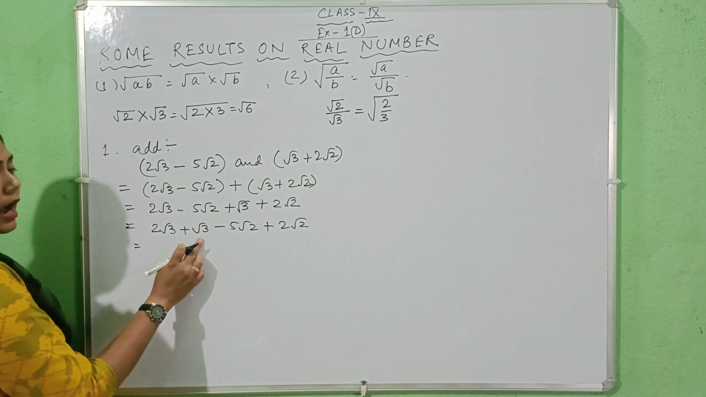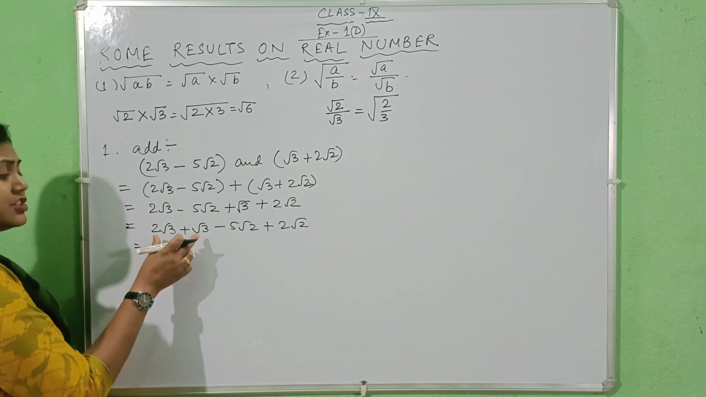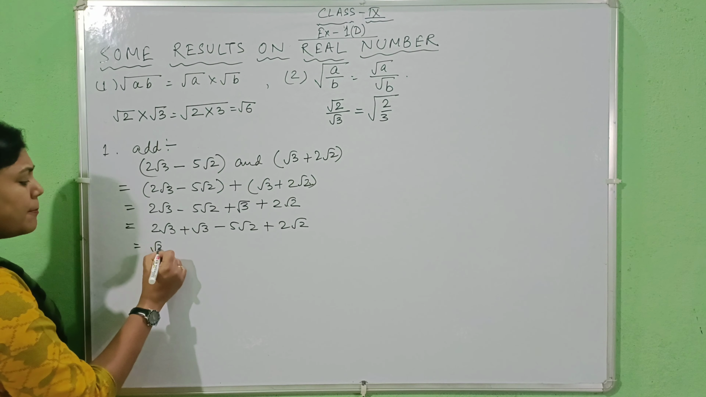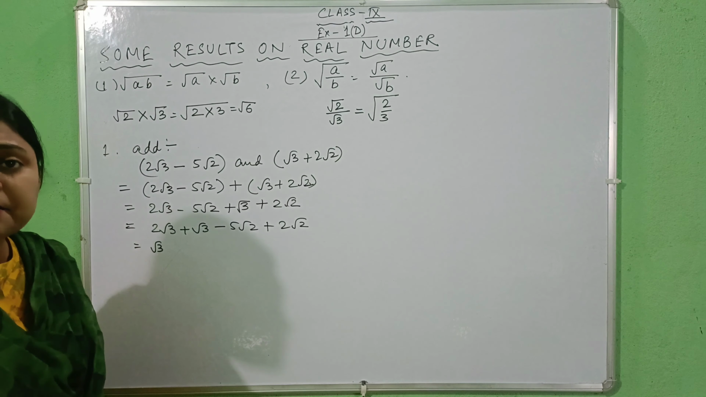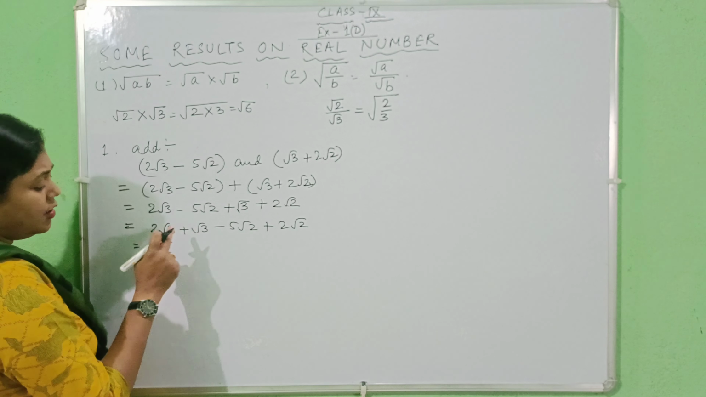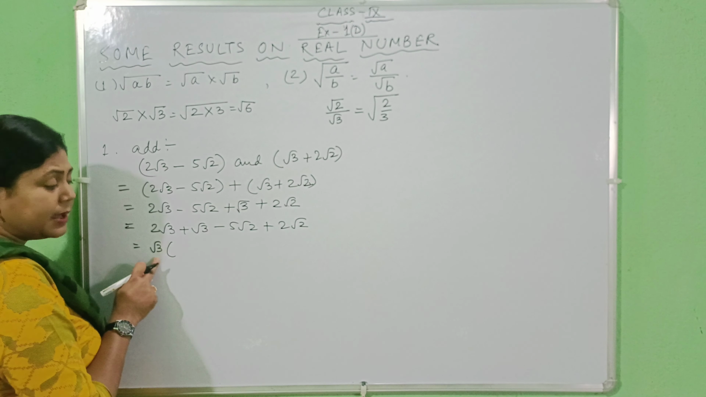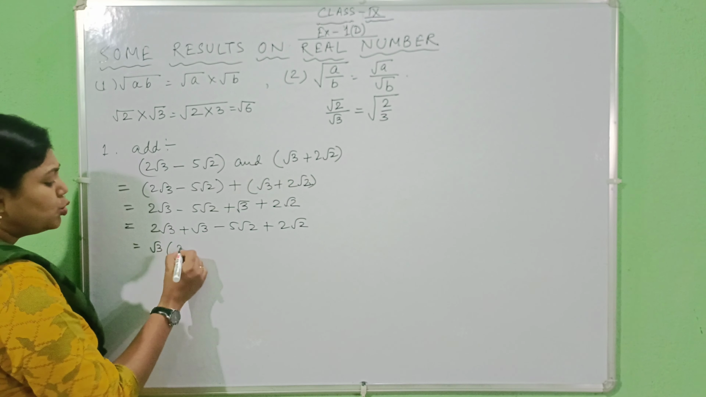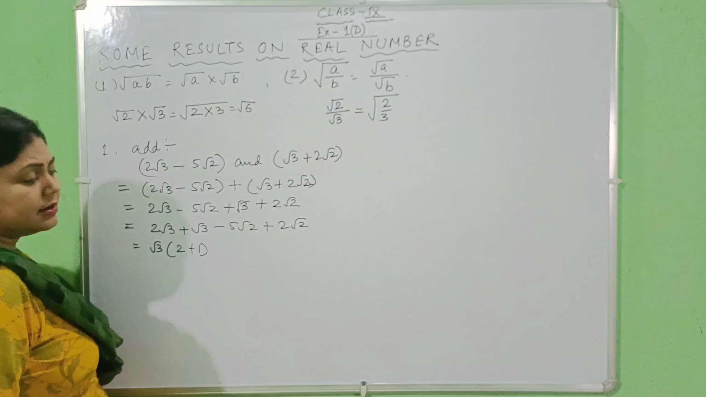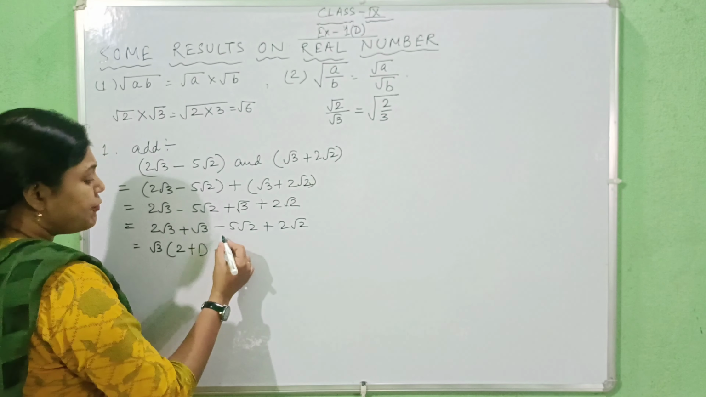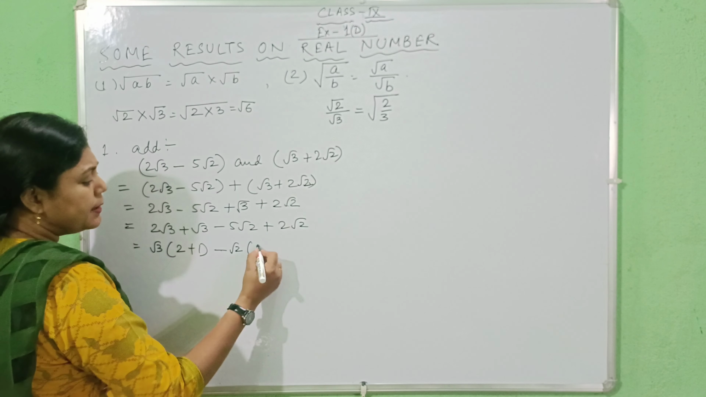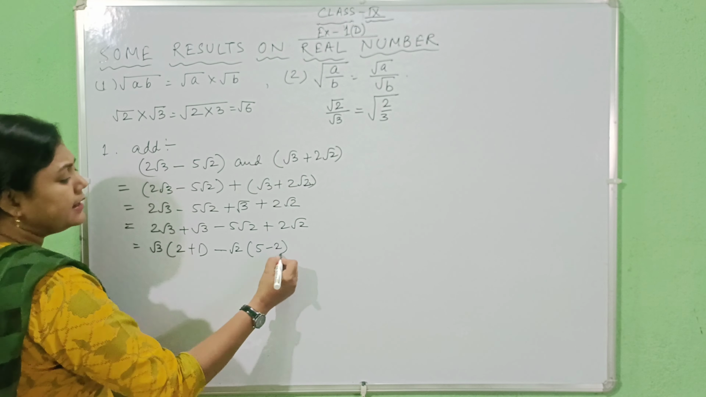If there are two terms which are carrying equal irrational numbers, we can take that irrational number common. So root 3 and root 3 we are taking common from them, and here 2 is the remaining part and here 1 is the remaining part. Same way, if I take minus root 2 common, then 5 will be plus and 2 will be minus.